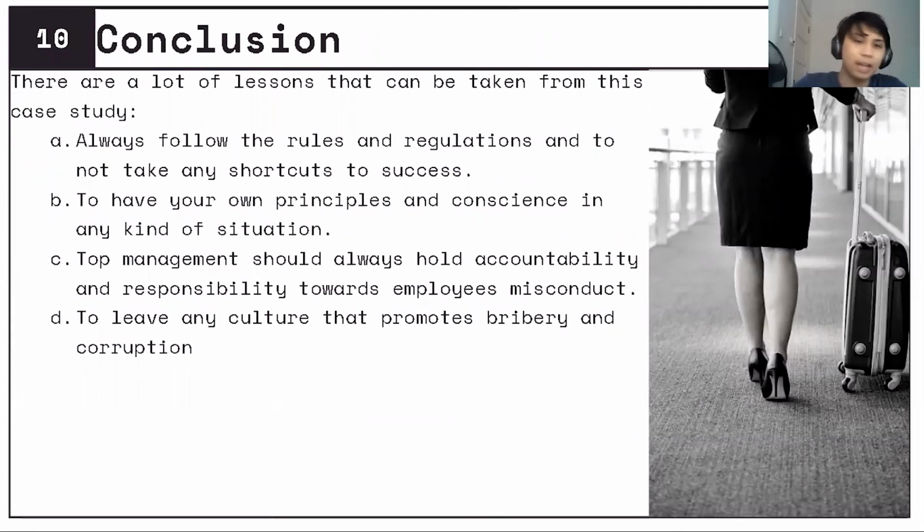To move on to the conclusion, there are a lot of lessons that we can take away from this case study. First, we should always follow the rules and regulations and not take any shortcuts to success. Secondly, we should have our own principles and conscience in any kind of situation and hold them firmly. Thirdly, top management and leadership should always hold accountability and be held to account and responsibility for employees' misconduct. Fourthly, the company should leave any culture that promotes bribery and corruption.